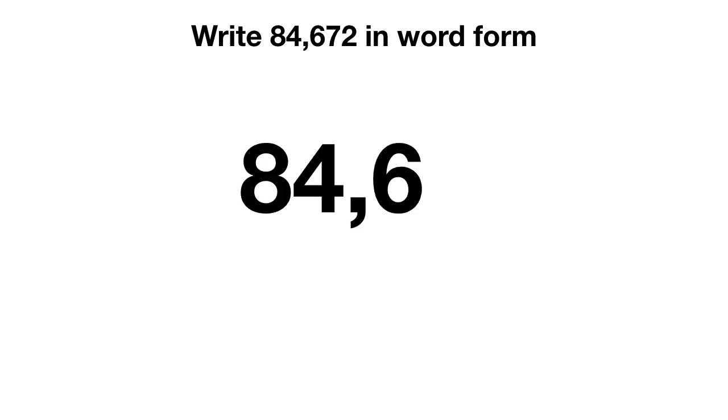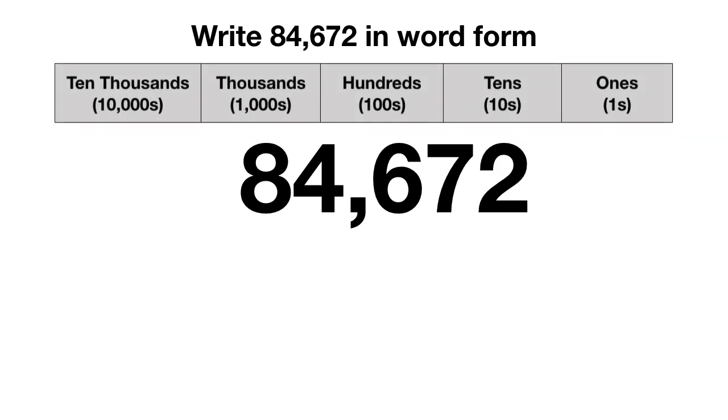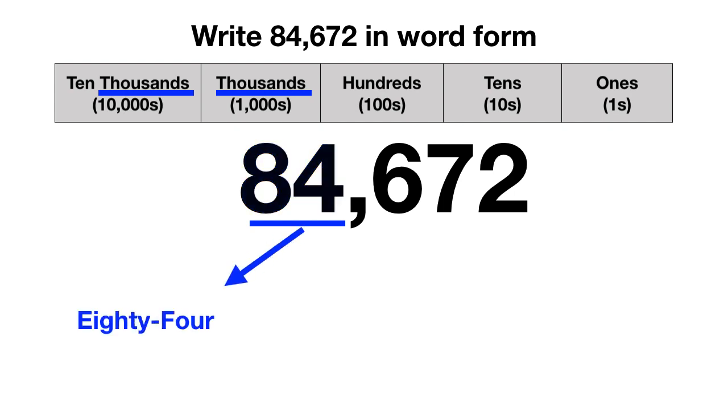Now let's do one together. Let's write 84,672 in word form. Well, let's start by looking at the 8 and the 4 together. How can we write them in word form? Well, we read and write them as thousands, and notice that there are 84 of them, so they're written as 84,000. Next, we add our comma and then look at the 6.